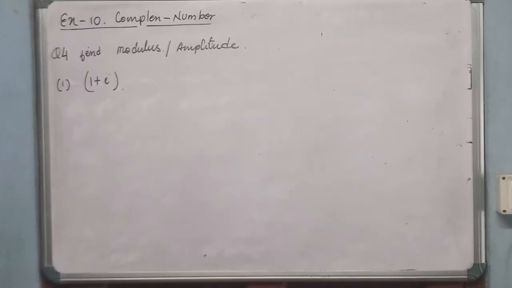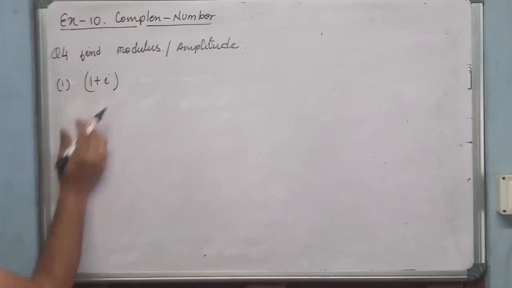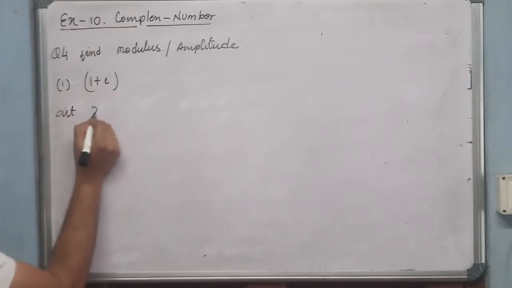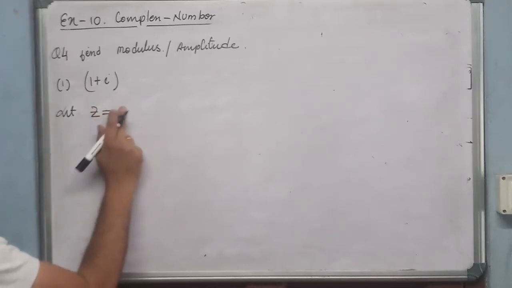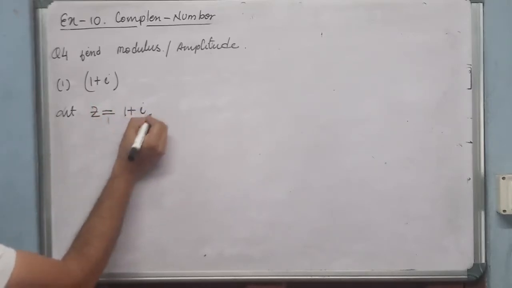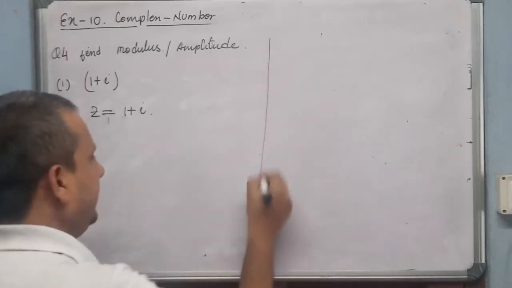Dear student, question number 4 is very important. Find the modulus and amplitude. Modulus, amplitude, or modulus and argument, that you get in examinations. It's the same thing, amplitude and argument. Now this one is the complex number. Find the modulus and amplitude. Let z equal 1 plus i.